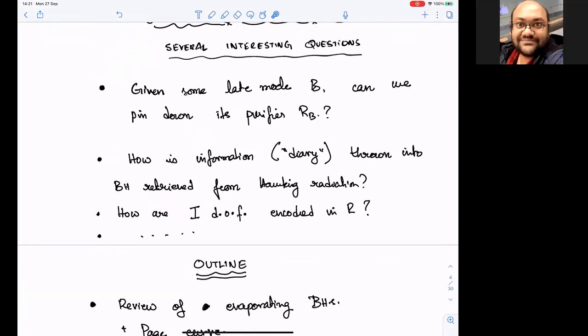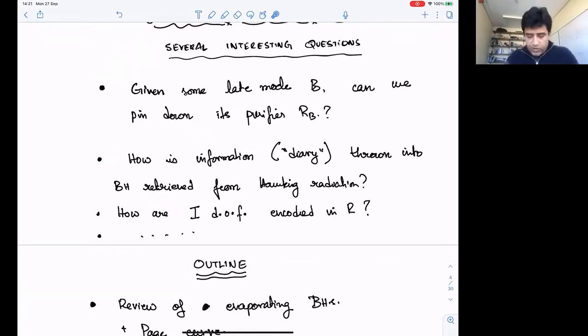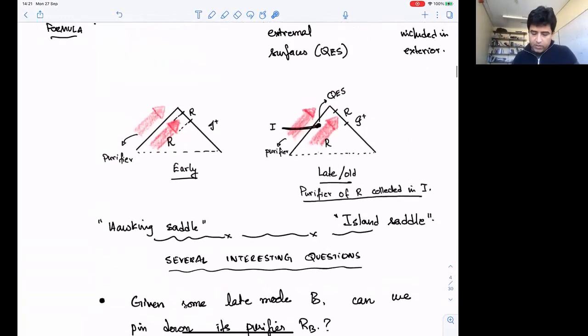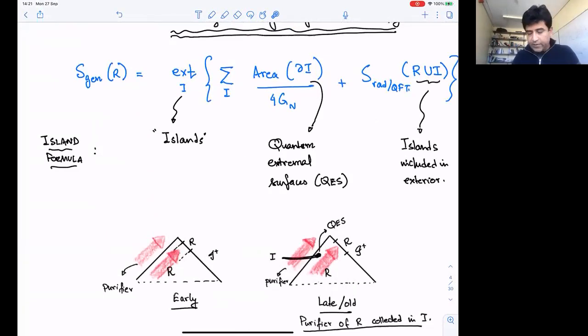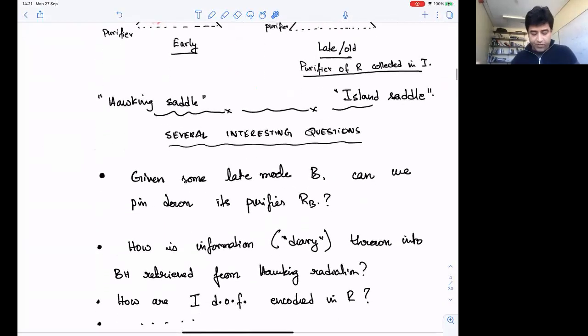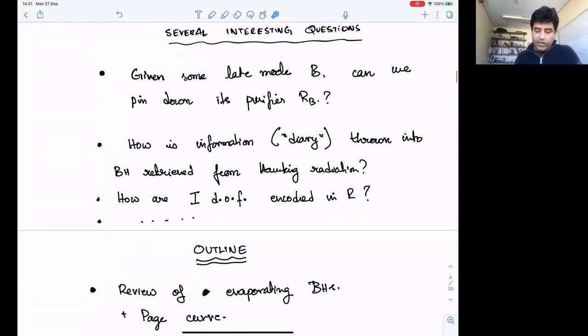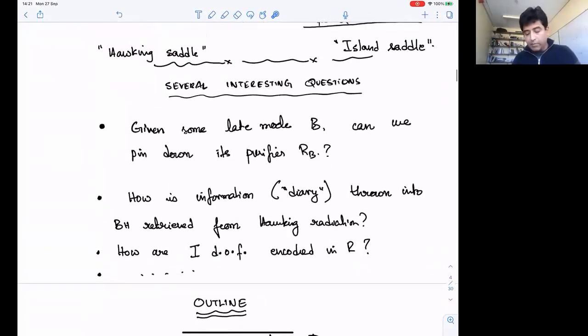Okay, please continue. So there are several interesting questions one can ask, given this recipe of the generalized entropy and this island framework. For example, supposing I pick some late Hawking mode B emitted at some late time after the turnaround of the Page curve, you can ask how it is correlated with the early modes. In other words, can you pin down the subset of the early Hawking radiation which is the purifier of the late modes? If you do this exercise, you will discover that the correlations of the late mode are non-locally spread around the early modes. And in fact, vice versa.